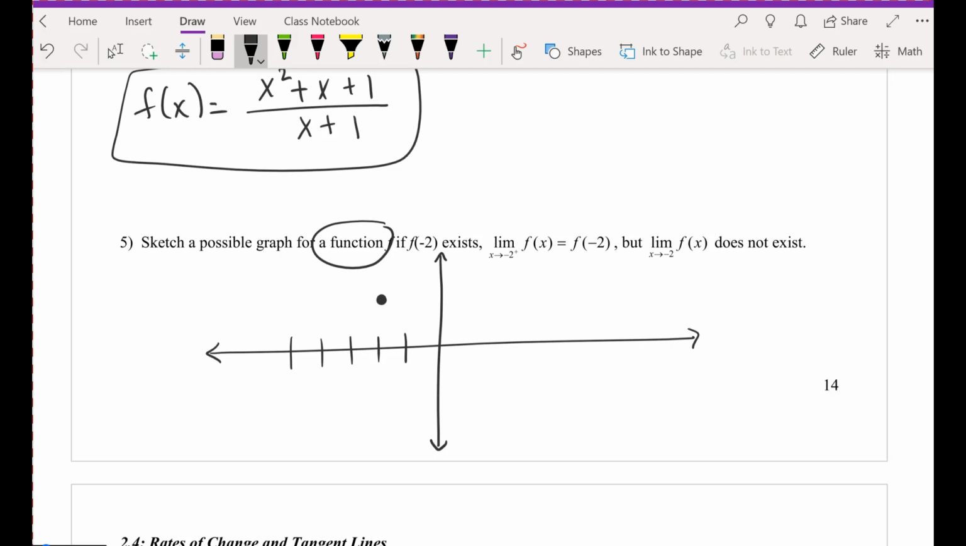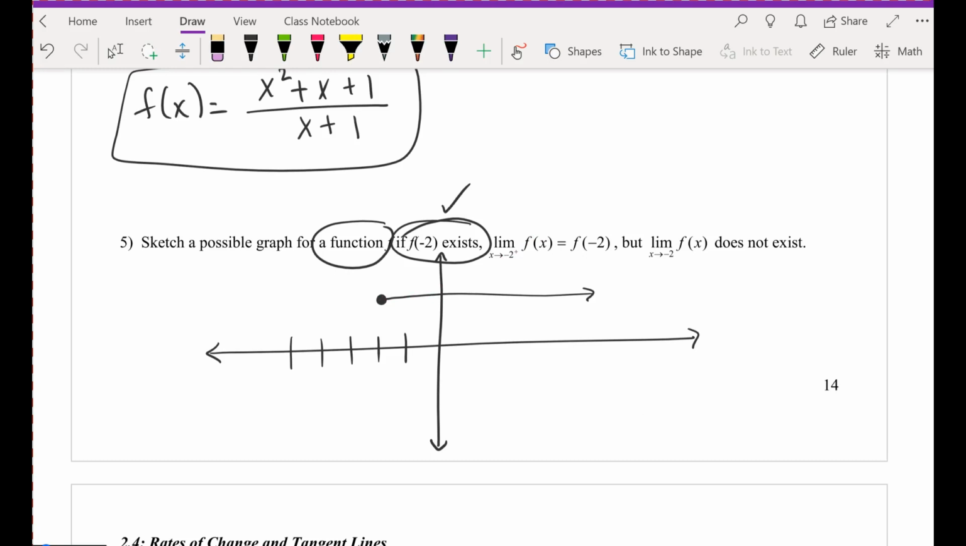So right now, did we take care of that piece? F of -2 exists. Yeah, we have a closed dot. Check. Then it says the limit as x approaches -2 coming from the right is the same thing. So whatever is happening, can I go like that? Yes or no? You can go, yeah. I mean, you can have so many different choices, okay?